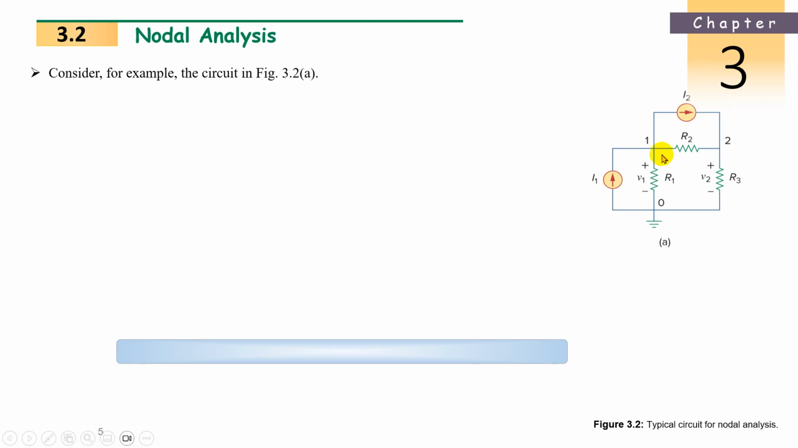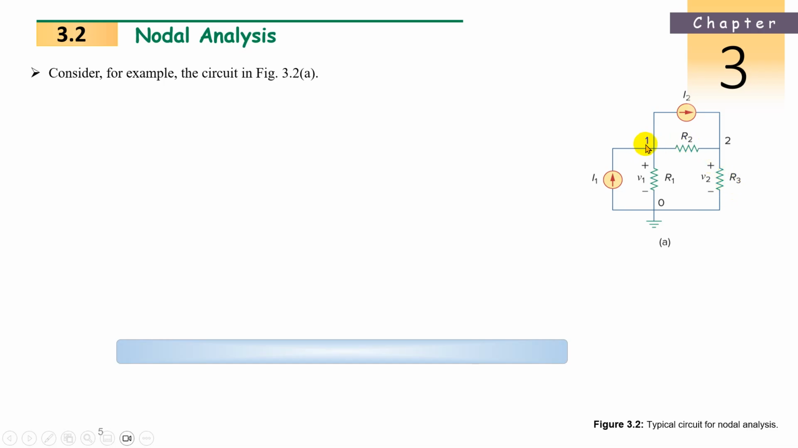So for this R1, what will be the current? It will be from node 1 to ground, which means the current is going down. Current always flows from higher potential to lower potential. Will you agree or not? Where is the lower potential here? 0. So it will flow from node 1 to 0, so the current direction is downwards. Same for R3: from node 2, the current direction is downwards, leaving the node.